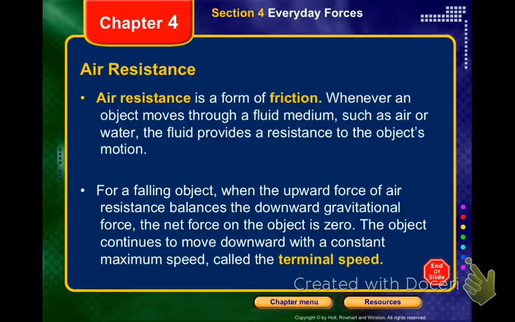Talking about falling objects, because if you're falling, and if you're talking about here on Earth, it's probably falling through air. The upward force of your air resistance balances the downward gravitational force so that your net force on the object is zero. When this happens, that maximum speed that you reach before you reach an equilibrium point is called terminal speed. You've probably also heard it called terminal velocity too.